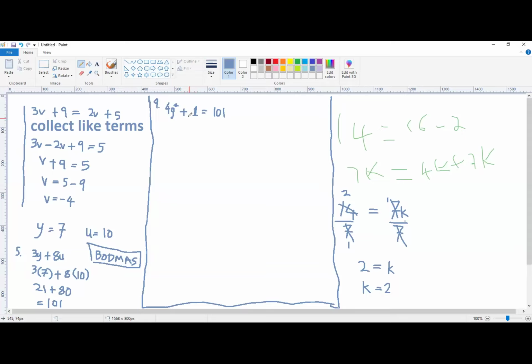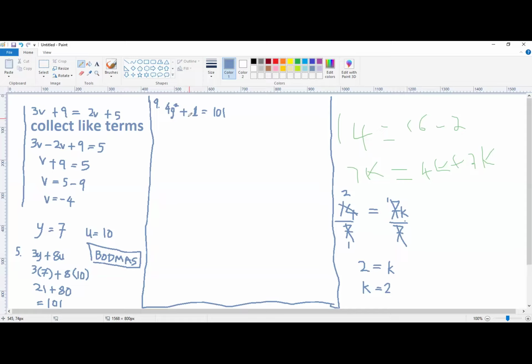Now, if we subtract 1 from both sides, on the left-hand side, 1 disappears because 1 minus 1 is 0. On the right-hand side, you have 101 already. So if you subtract 1 from 101, what would you have? 100. Thank you. Now, did you notice that right now you are still dealing with positive numbers? You don't have any negative numbers, right? No, you don't. So good.